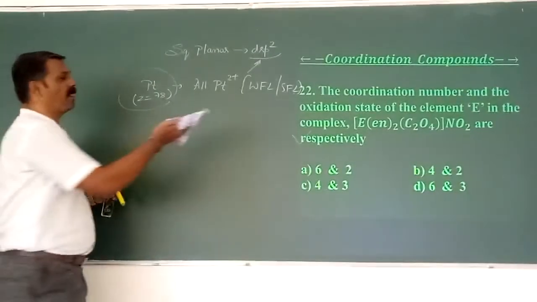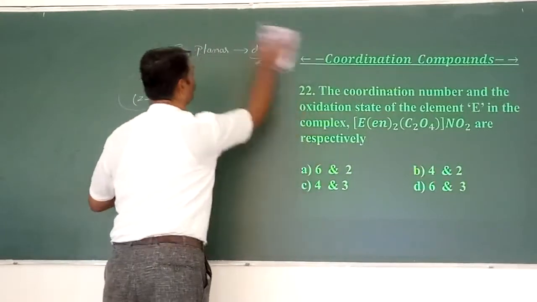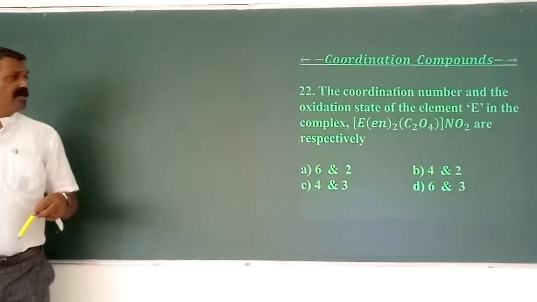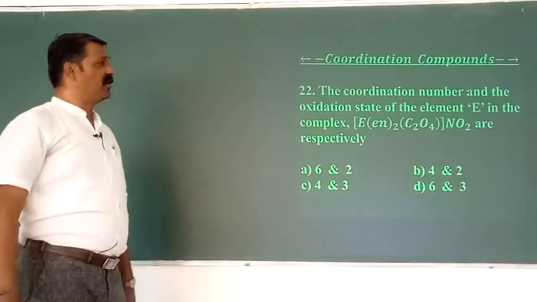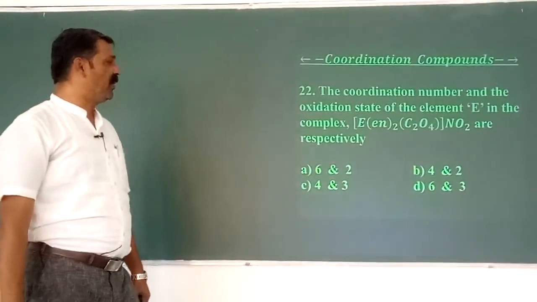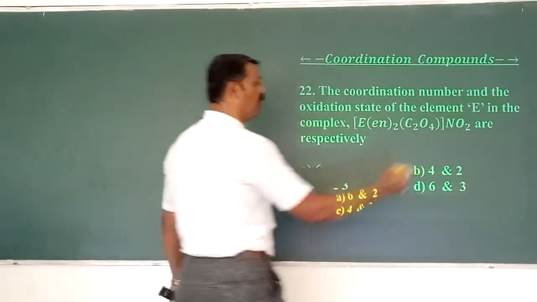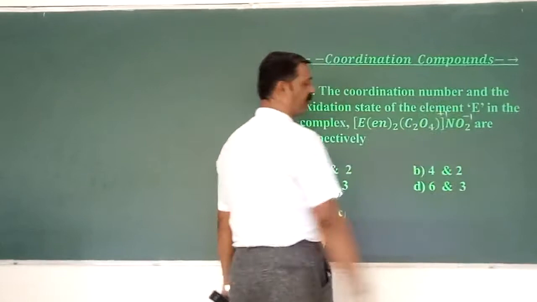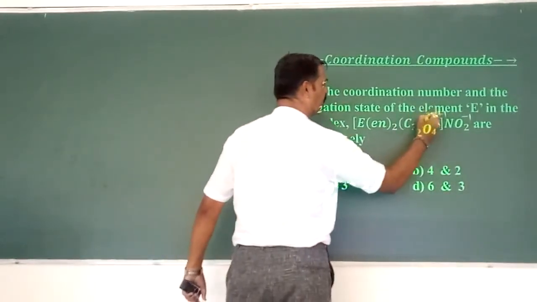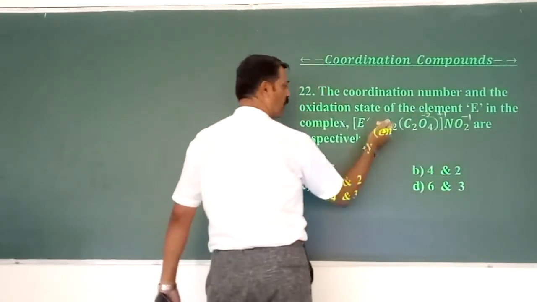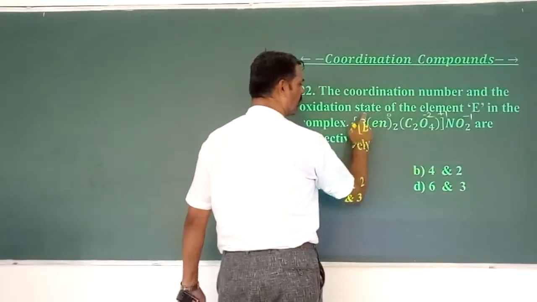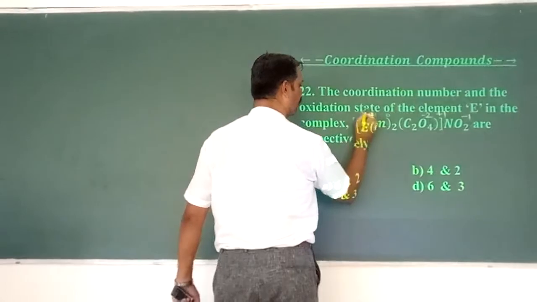Let's have the 22. The coordination number and the oxidation state of the metal element E in the complex are found to be what and what respectively. Nitro group is -1, I think. Oxalate, I think it is -2. Ethylene diamine is 0. So here, -2 and -1 means the metal is +3.